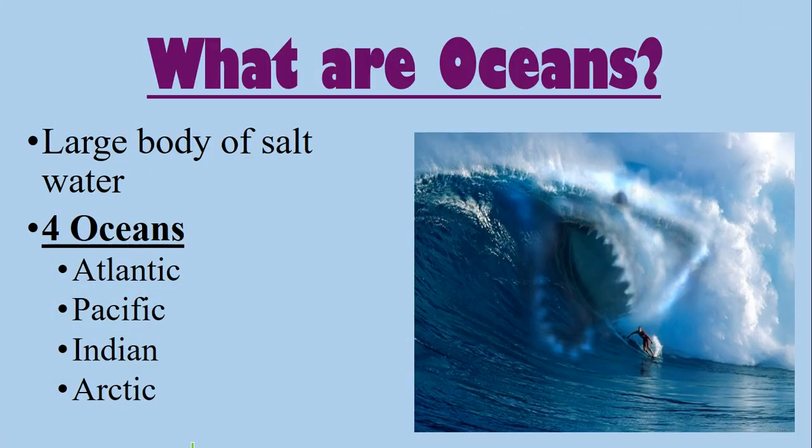So what are oceans? Well, they are large bodies of salt water. I didn't know I had to define that, but I do. Salt water, not freshwater, salt water. And if you didn't know, there are four oceans in the world: the Atlantic, the Pacific, the Indian, and the Arctic. Do you guys know what ocean you live closest to? If you live in the same state I do, which is North Carolina, then you live closest to the Atlantic Ocean. I've only seen the Atlantic Ocean. I have not seen any of the other oceans, even though I would love to see them.